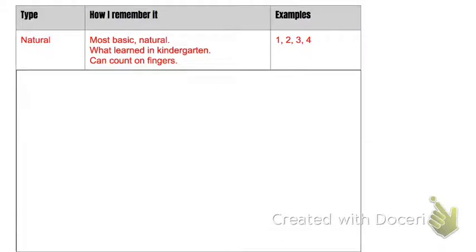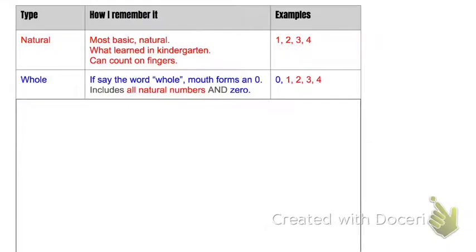All right, I wanted to make this recording just to share some examples, but also how I personally remember the difference between the subsets of the real number system. So first off, you start off with natural numbers. I just think of natural as the most basic ones. This is the first kind of numbers you learned about in kindergarten. You can count them on your fingers: 1, 2, 3, 4, 5, 6, 7, 8, 9, 10, and so on. Those are natural numbers. And then there's whole numbers.